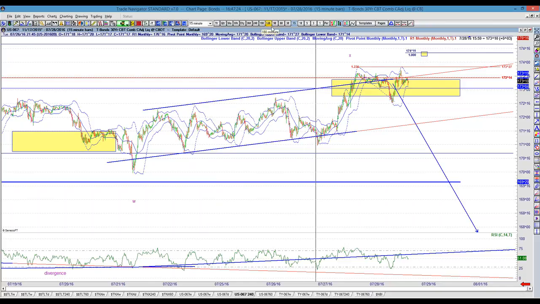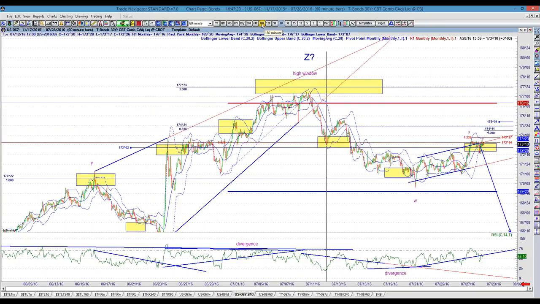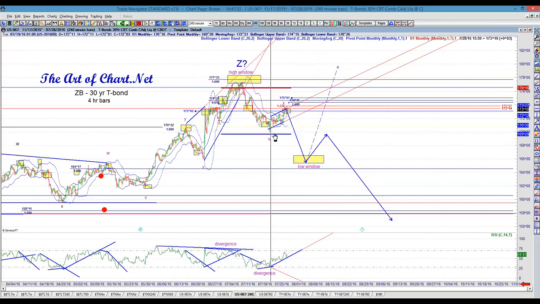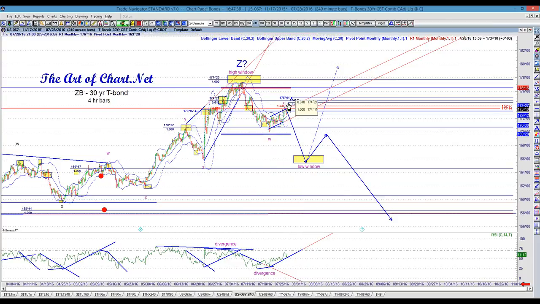Now let me pop back out to a larger degree structure. Let's go back to a 60-minute structure. Let's go back to a 4-hour structure. We'll be able to see it all easier, right? So this was a 5 down for a W. We're looking for a 3 back. This could be a flat. It could go marginally higher up to 174.